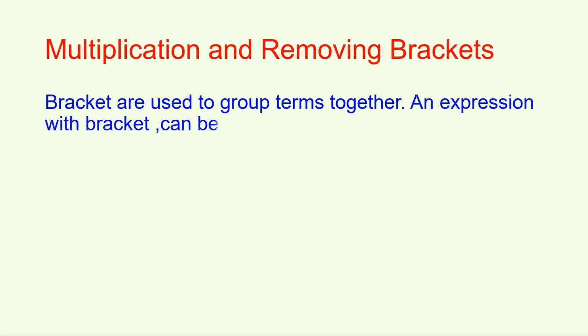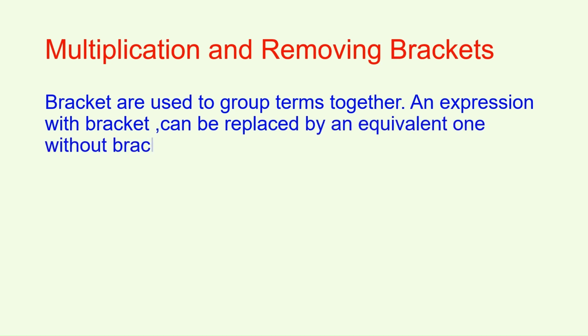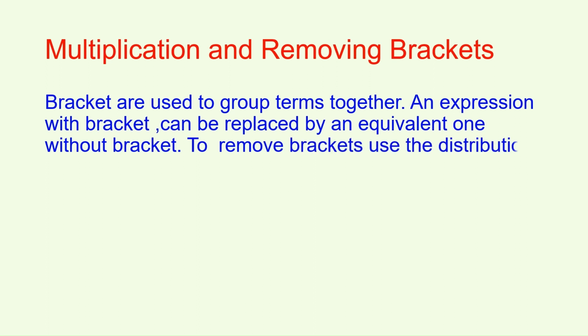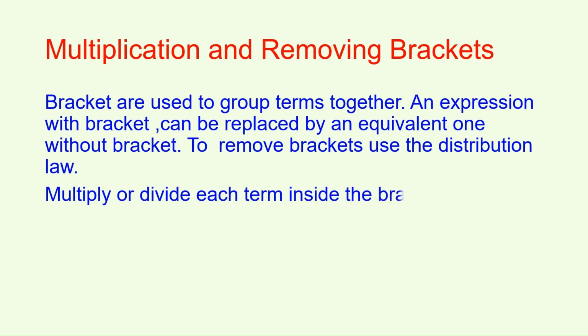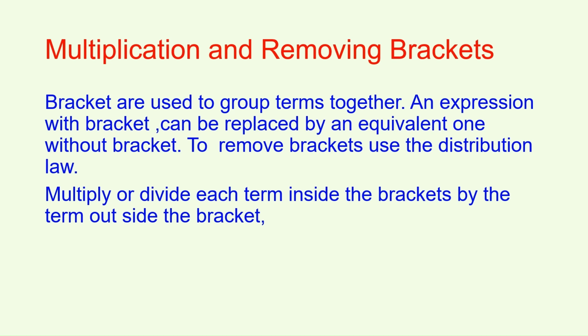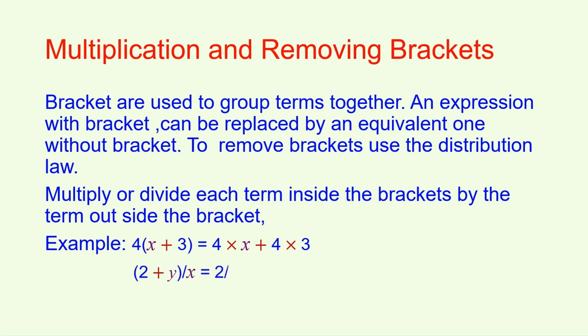Multiplication and removing brackets. Brackets are used to group terms together. An expression with bracket in it can be replaced by an equivalent one without bracket. To remove brackets, use the distribution law. Multiply or divide the term outside the bracket by each term inside the brackets. Example: 4 times x plus 3 equals 4 times x plus 4 times 3. Or 2 plus y, whole divided by x, equals 2 divided by x plus y divided by x.